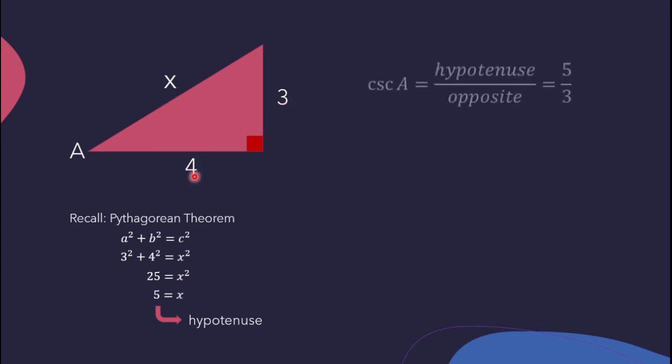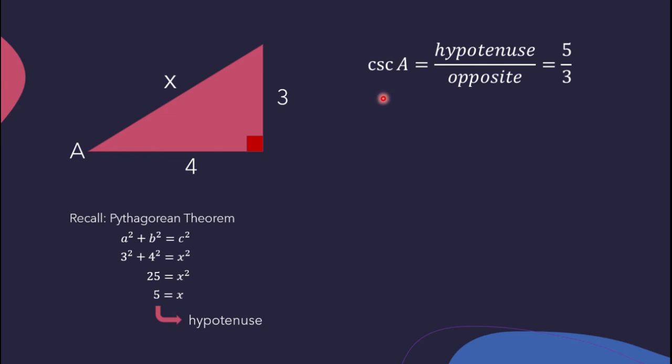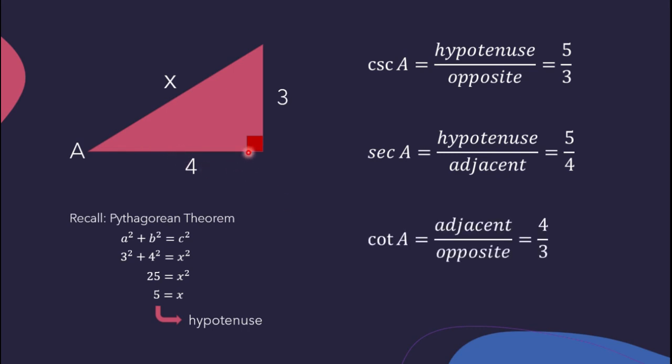Next, we'll find cosecant A. Cosecant A is hypotenuse over opposite, so 5 over 3. Secant A is hypotenuse over adjacent, which is 5 over 4. Cotangent A is adjacent over opposite, which is 4 over 3.